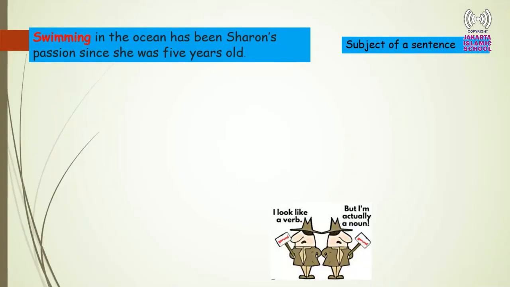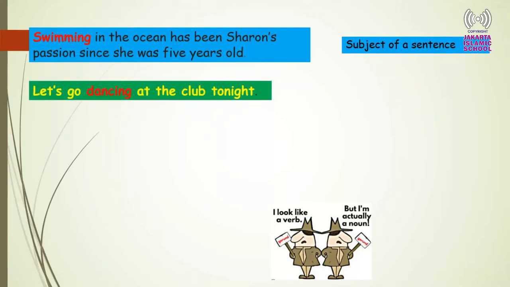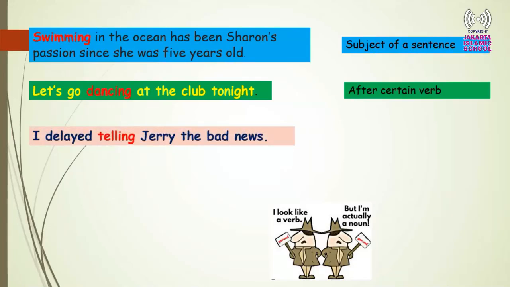What about the second example? Let's go dancing at the club tonight. Look at, before the word dancing, there is the verb go. Do you still remember in what ways we put the gerund? Yes, after certain verbs. Another: I delight in telling Jerry the bad news.